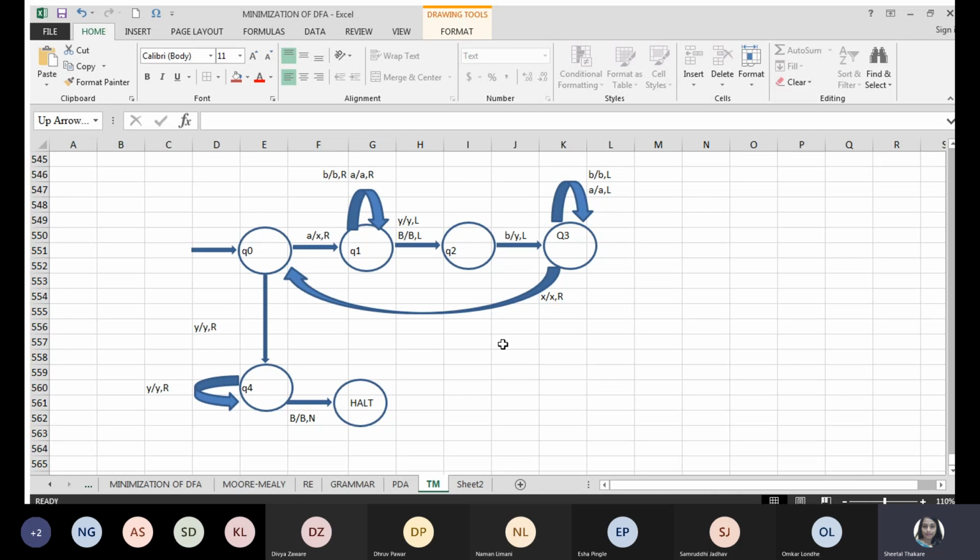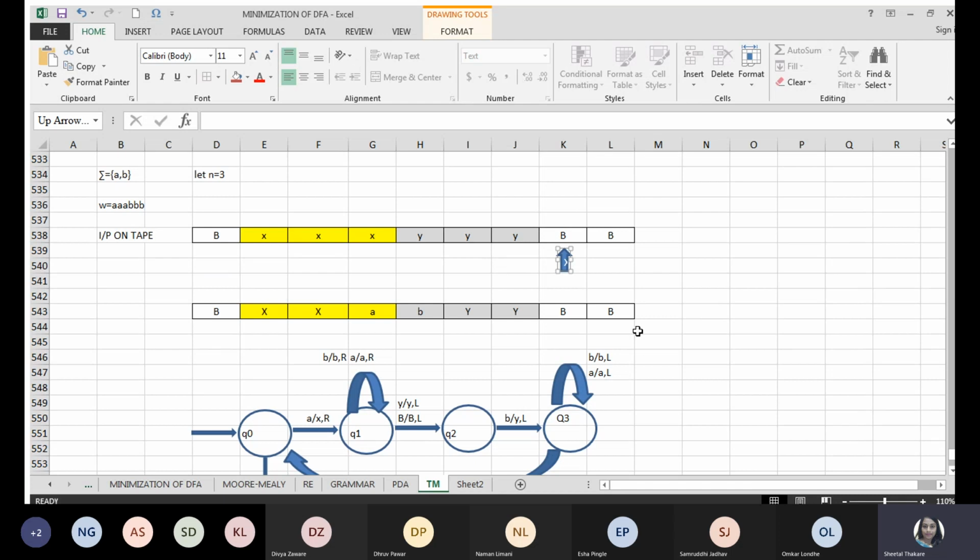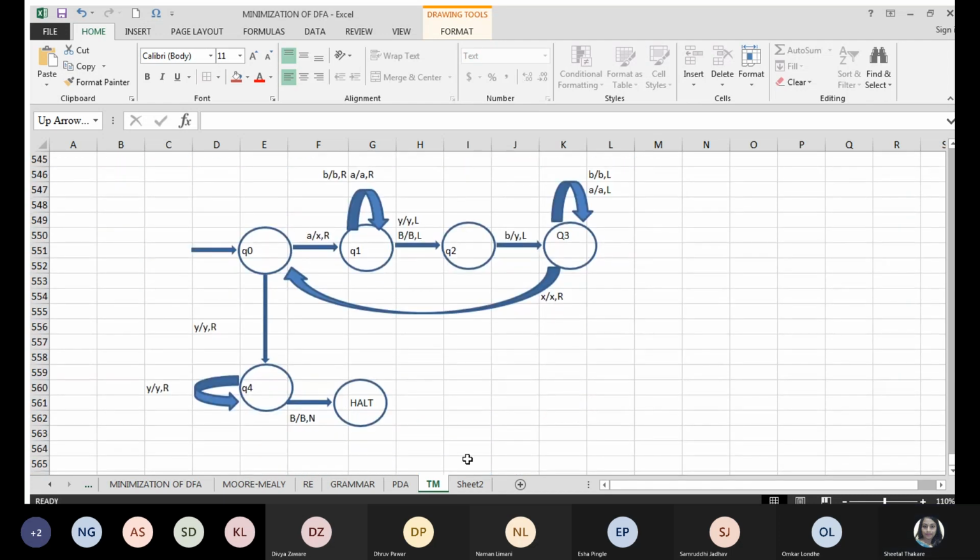So take some different value of n and try to process a raised to n, b raised to n. Mics are provided. If you have any doubt, you should ask.